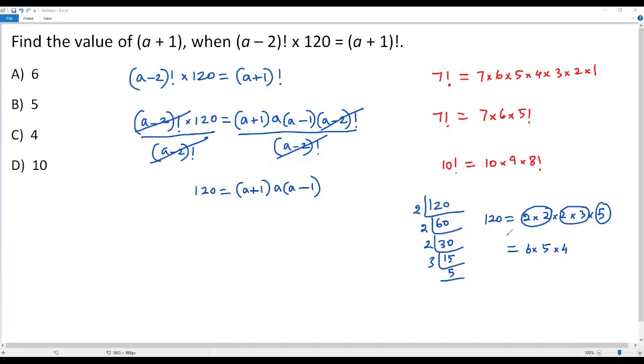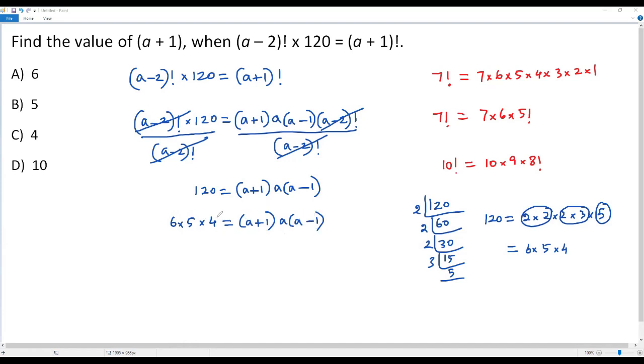So now, in this equation, on the left side, for this 120, we can write the product of 3 consecutive numbers, 6, 5, and 4. So then I'm getting 6 times 5 times 4. On the right side, we can write this as it is. It is a positive 1 times a negative 1. Here we have a product of 3 consecutive numbers from greatest to least. On the right side also we have a product of 3 consecutive numbers from greatest to least.